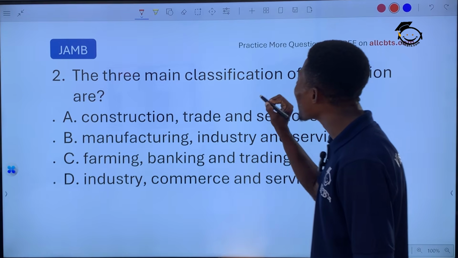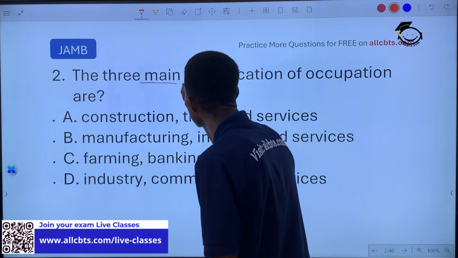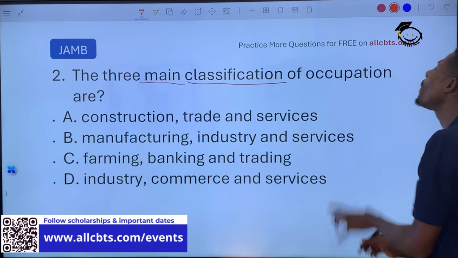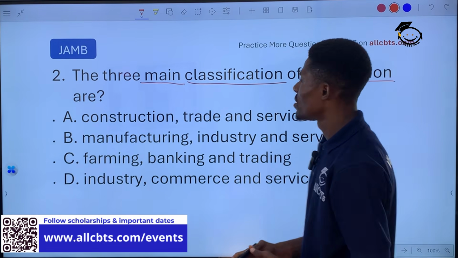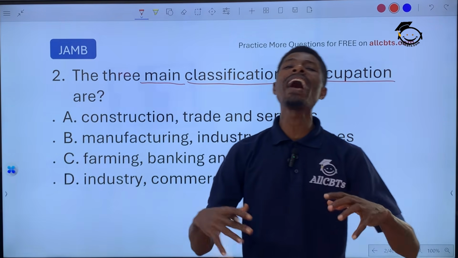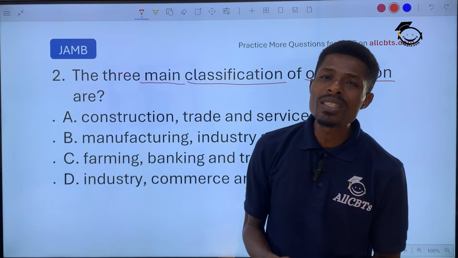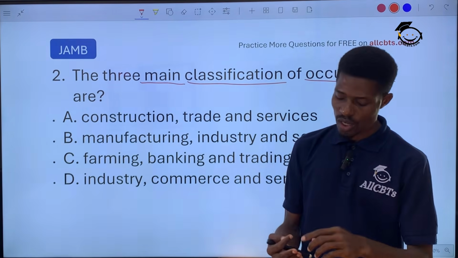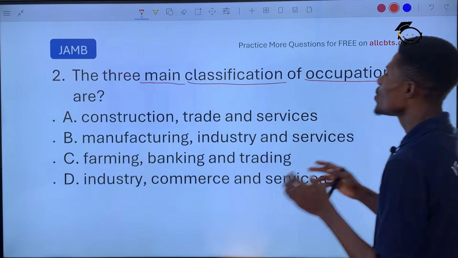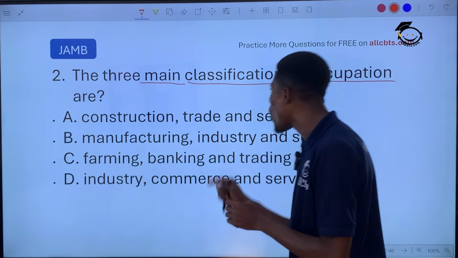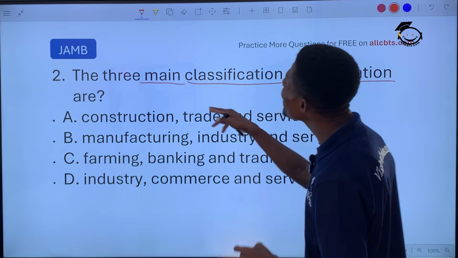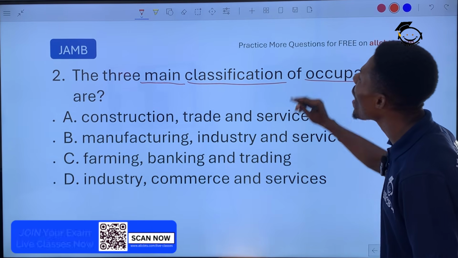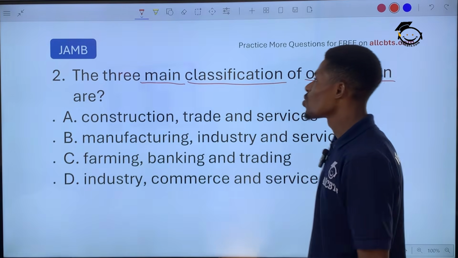The three main classification, taking from this word main, very important. This word main, another word here is word classification. So the three main classification of occupation are what? When we talk about occupation, it's talking about an activity that occupies a person in order for a person to become valuable to the society, therefore gets return in the form of salary, wages, or what? Profits. So when you talk about the three main classification of occupation, meaning that occupation here is classified into three functions. So what are the three classifications here?